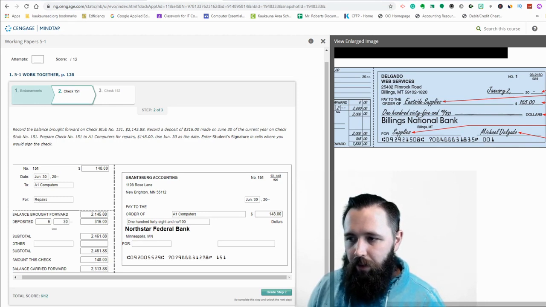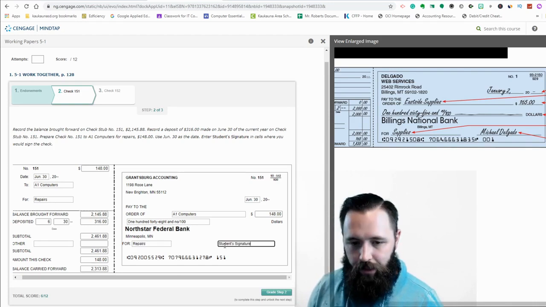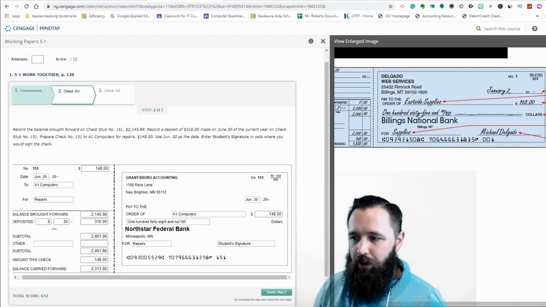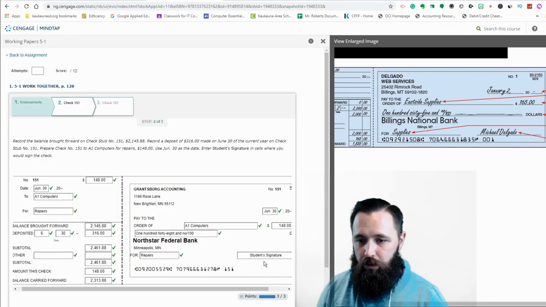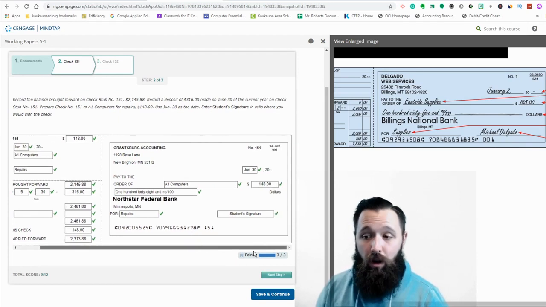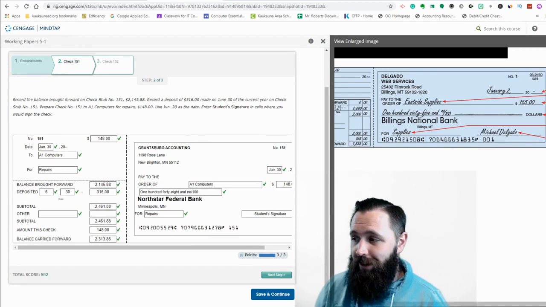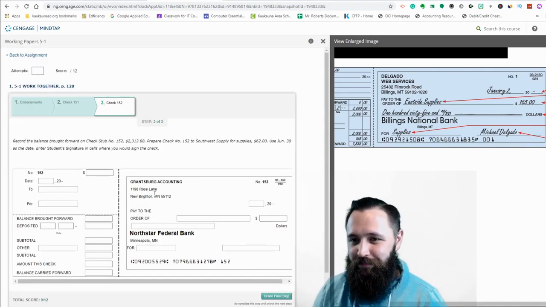And then from here, what is this for? Well, this is for repairs. And we would write in our signature. Okay, so that would be the last thing that we would do. Alrighty. Grade step 2. And that is everything. So that's a lot, right? It's a lot. So let's move on to the next step.